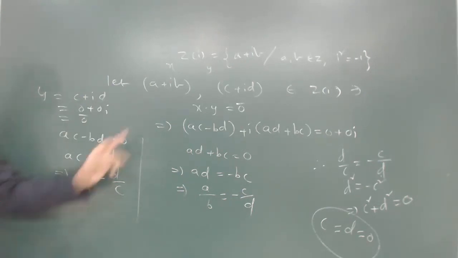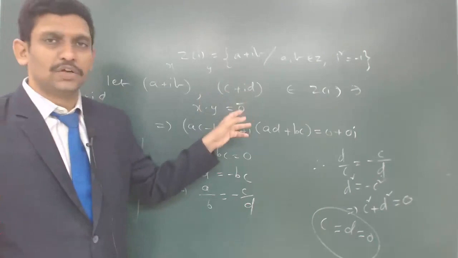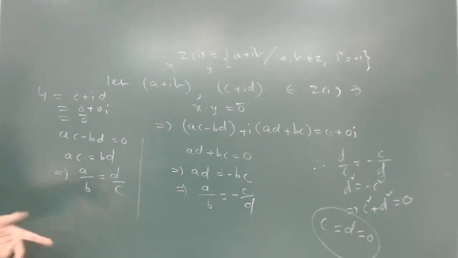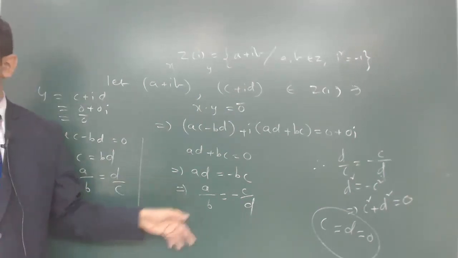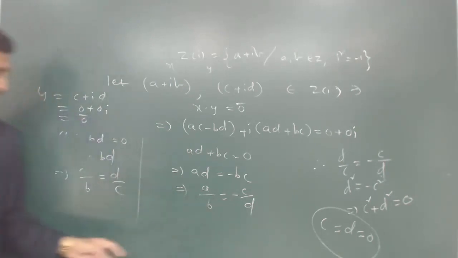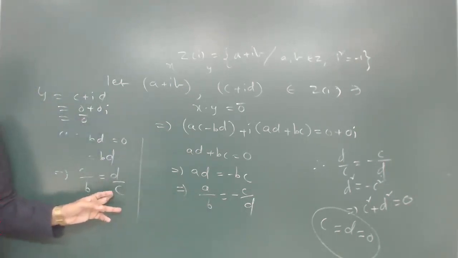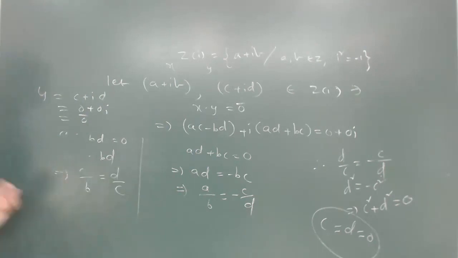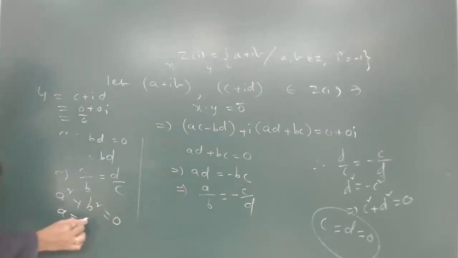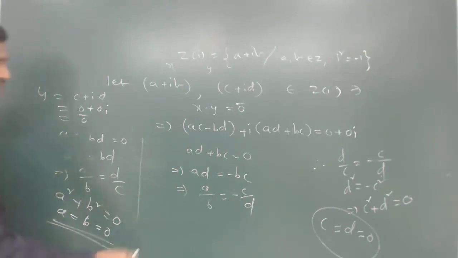So I have taken that whenever the product is 0, obviously one value is going to become 0. You can prove x is also 0, right? Because if you equate the expression for c by d: here c by d is equal to minus a by b, here c by d is equal to b by a. If you equate these two, you will get the condition a square plus b square equal to 0. Applying the same reasoning, a and b are 0, which gives x equal to 0.